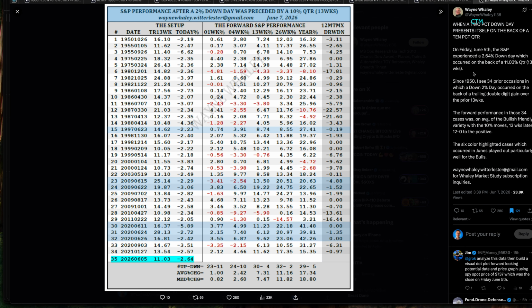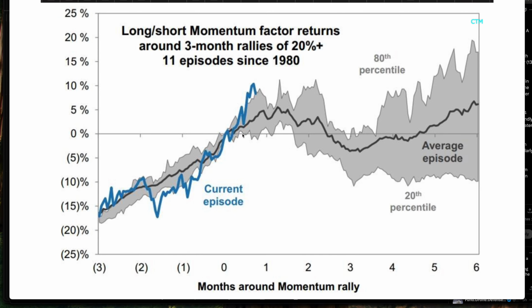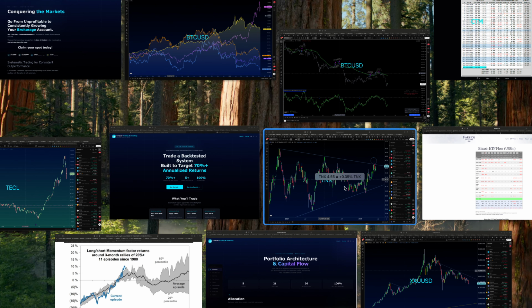So when a 2% down day presents itself on the back of a 10% quarter. On Friday, we saw the S&P down 2.64%, which occurred on the back of an 11% quarter, 13 weeks. Since 1950, there's been 34 prior occasions. It reminds me of this chart a little bit. And this was when you put in the high, where you are 3 months later on the average, making that momentum. And you see usually a higher high put in. We came back since that chart was put up, actually.